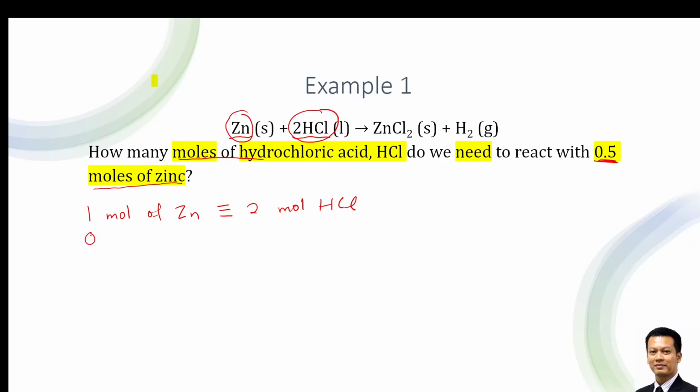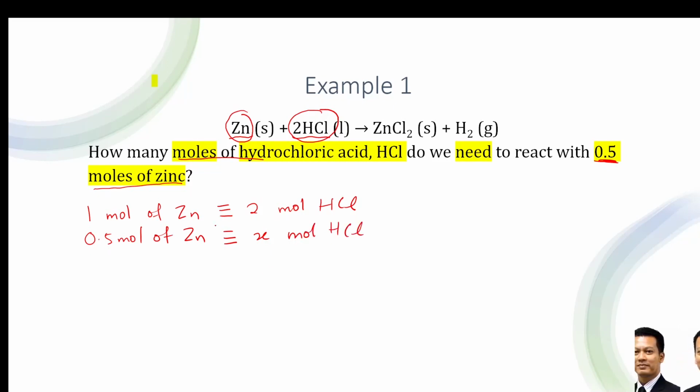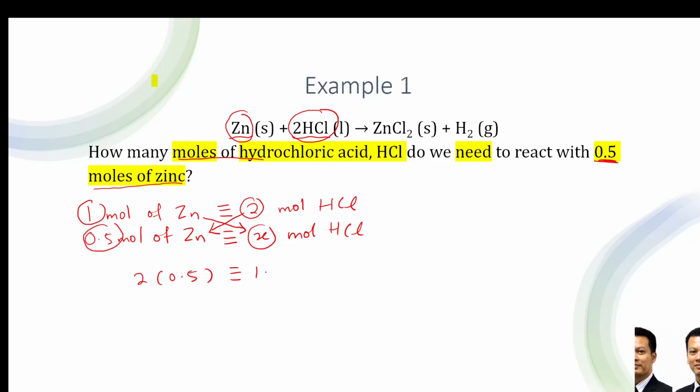This is about zinc: 0.5 mole of zinc. How many moles of HCl do you need? I write down X. X means something that we don't know. This is actually easy. You just cross product. So 2 times 0.5, this is cross product, equal to X times 1, or 1 times X, the same thing. So you calculate, and X is actually equal to 1.